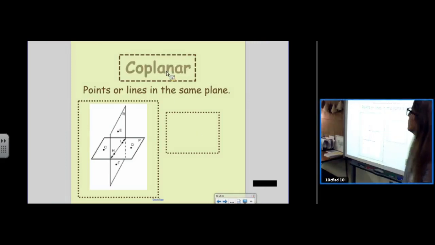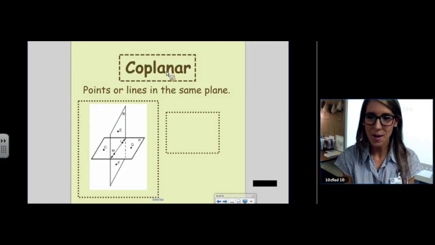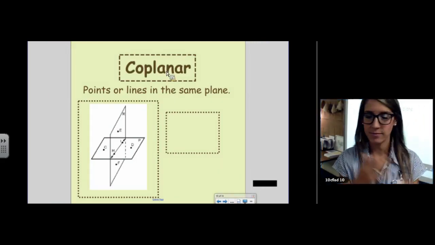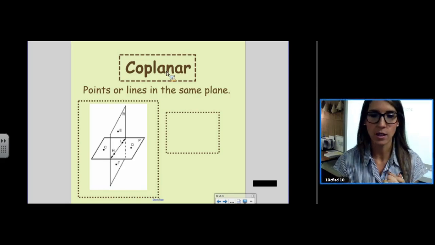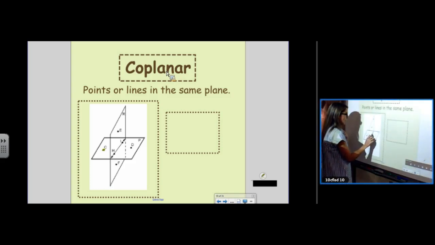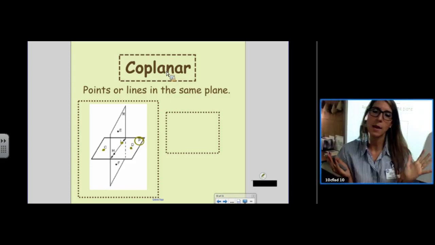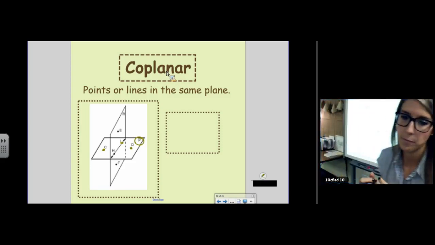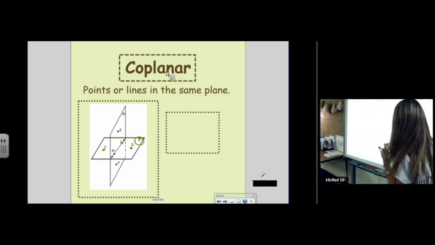The next word is coplanar. Coplanar, same plane. No notation for this either. So some points on the same plane would be C, I, and D. Those all lie on plane P. Since they're all on the same plane, they are coplanar. Yes, you keep it.